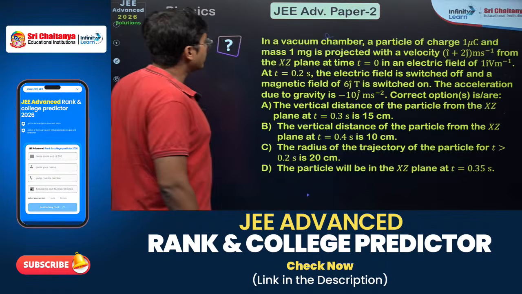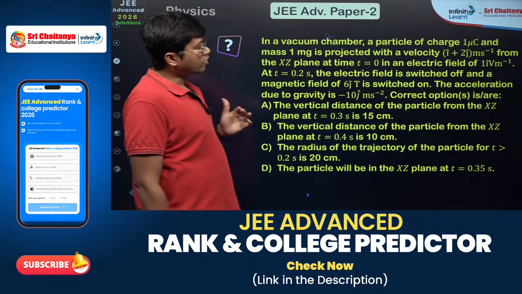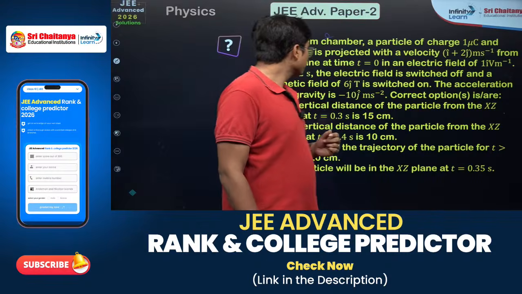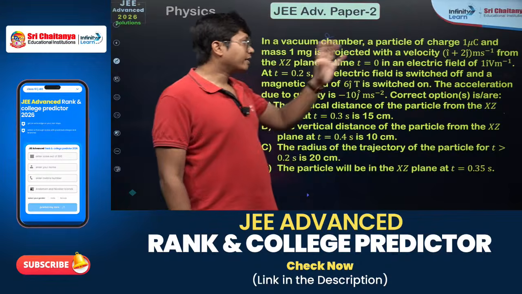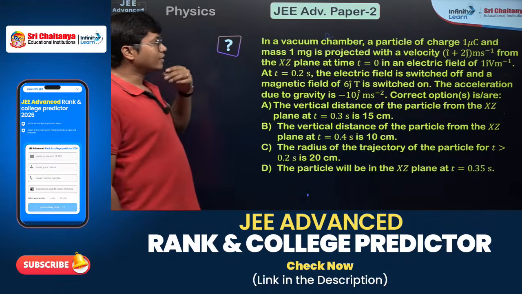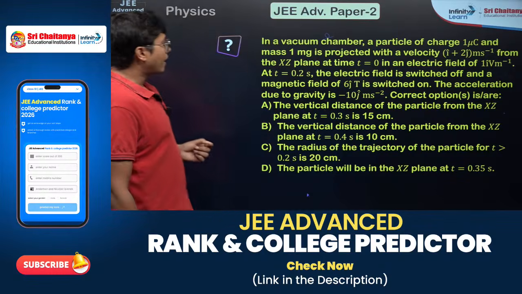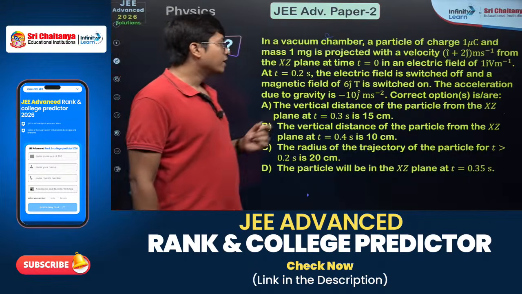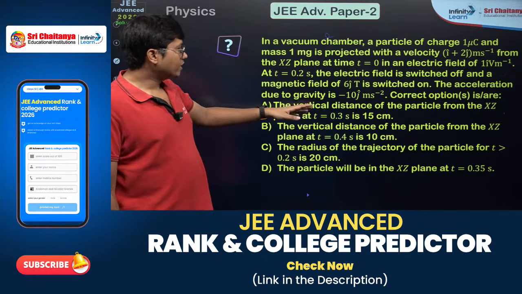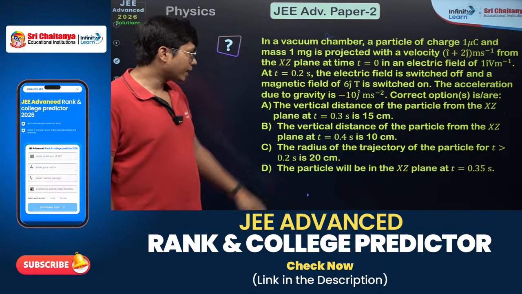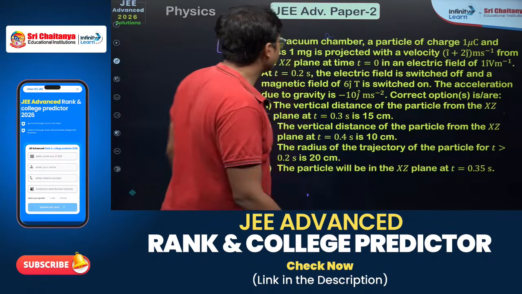Acha, next one says, in a vacuum chamber, a particle of charge 1 microcoulomb, mass 1 milligram is projected with a velocity i cap plus 2 j cap meters per second from the xz plane at a time t equal to 0 in an electric field of i cap. At t equal to 0.2 seconds, the electric field is switched off and a magnetic field of 6 j cap Tesla is switched on. Acceleration due to gravity is minus 10 j cap. Correct options are over here. They're basically looking for the vertical distance, so basically the y coordinate, because from the xz plane they are looking for it, and the radius of the trajectory. So you're looking for the y coordinate majorly.